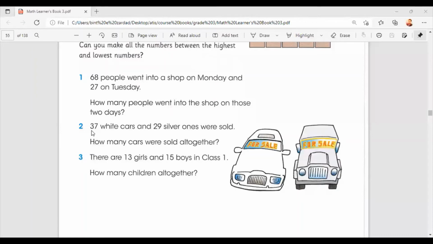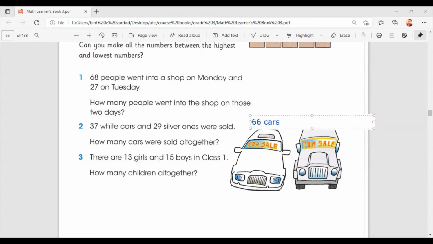Question number 2. 37 white cars and 29 silver ones were sold. How many cars were sold altogether? Altogether, so we need to add 37 plus 29. When we add these two numbers, we get the answer 66. 66 cars.